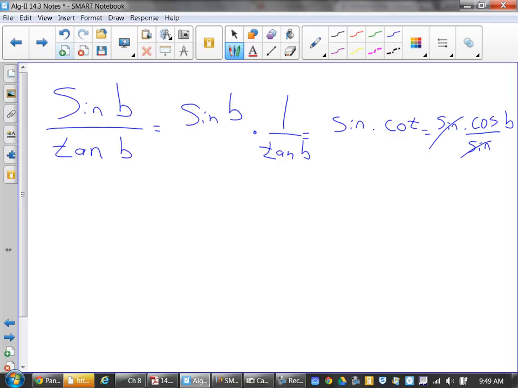Couldn't you also go like the opposites over hypotenuses and adjacents and all that? You can if you want. It's just a lot messier. I'll show you another one.